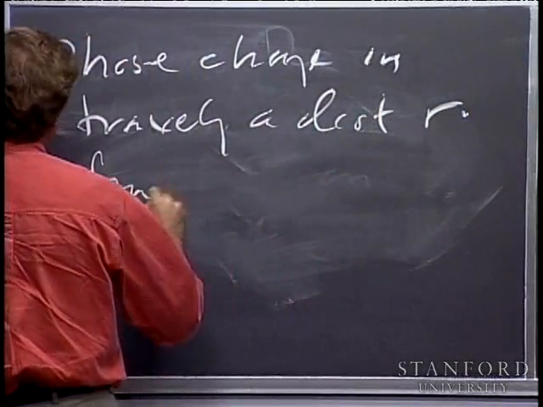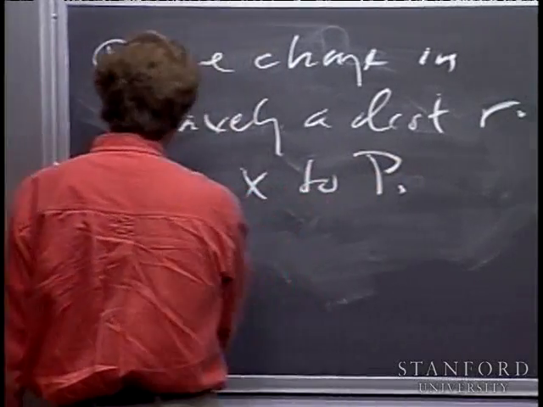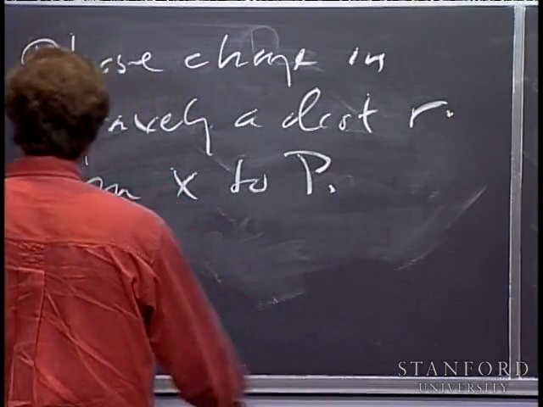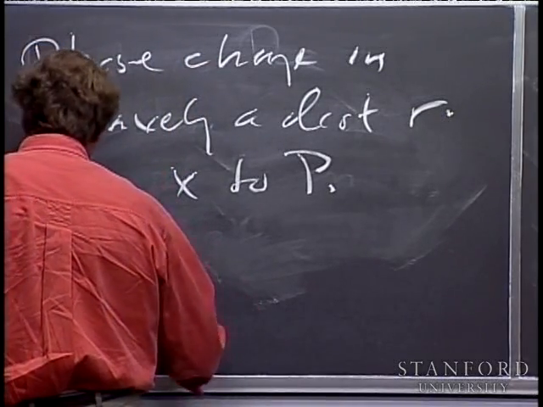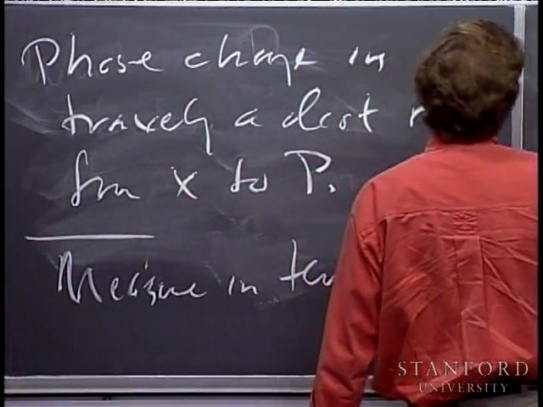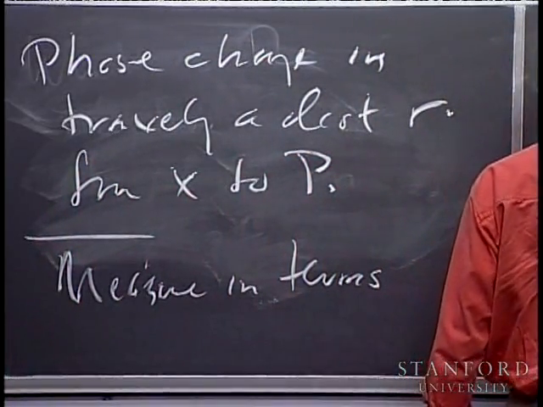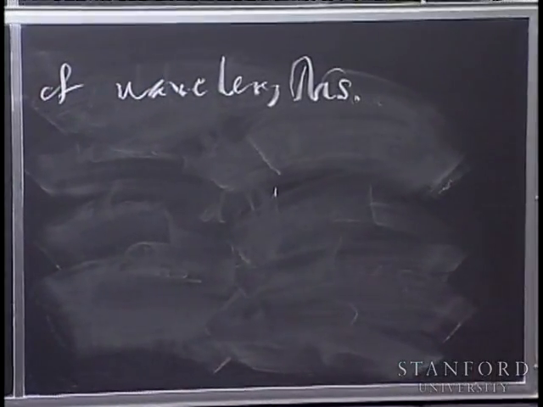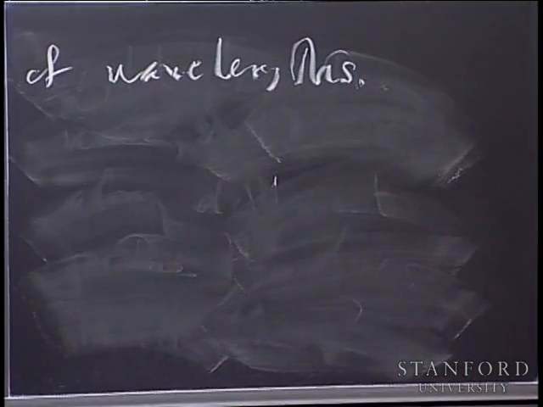R from x to p. Well, how many cycles does it go through? Think in terms of, measure this in terms of wavelengths. All right, if it goes through one wavelength, then it goes through one cycle. If it goes through two wavelengths, it goes through two cycles.